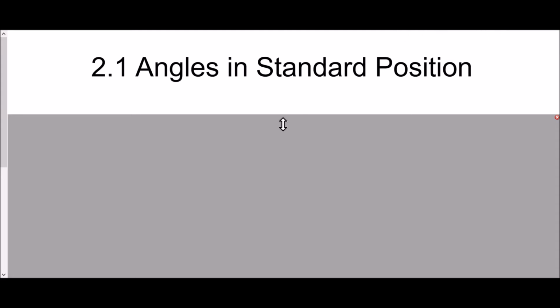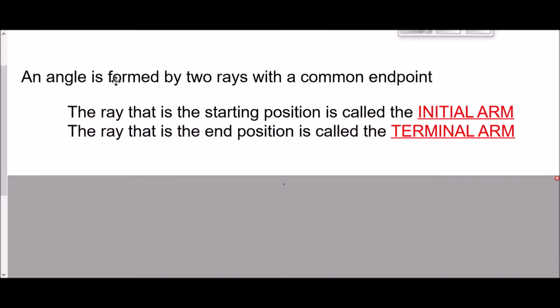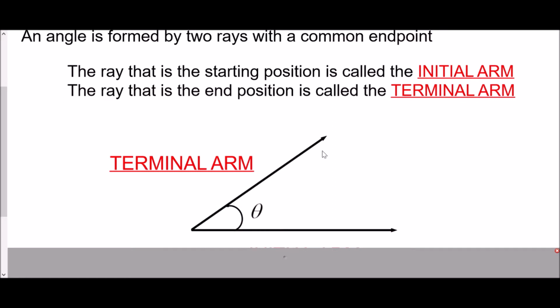So, first thing, let's talk about this. What makes an angle? Okay, so what makes an angle? An angle is formed by two rays with a common endpoint. So it looks like this. You have two lines, and they join at one point.